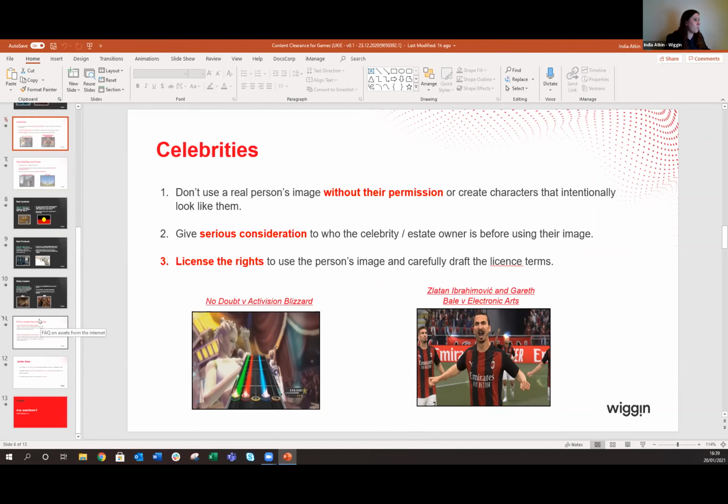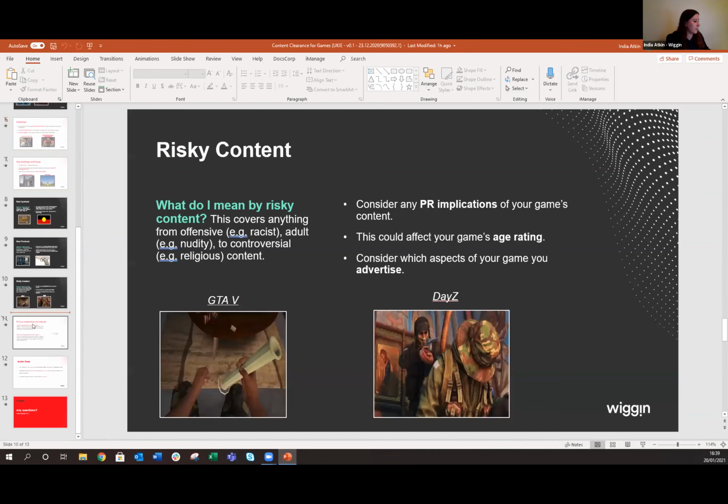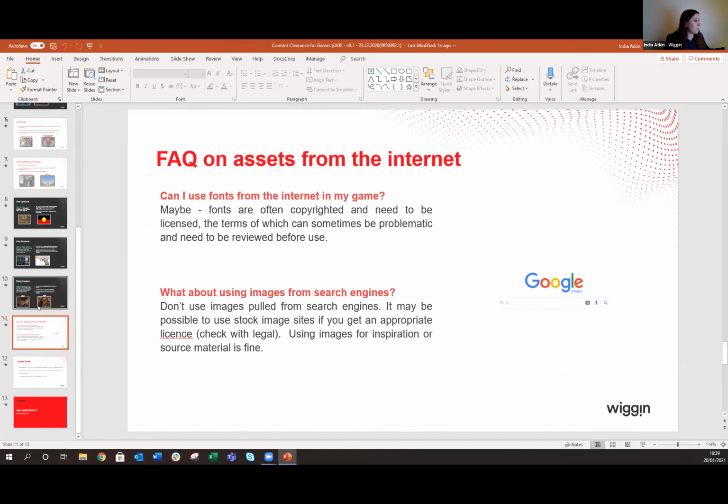And I think there was one more slide that was missing. And this was on, there we go, a couple of FAQs that I thought people might want to know, that we get asked about when you're using assets from the internet.